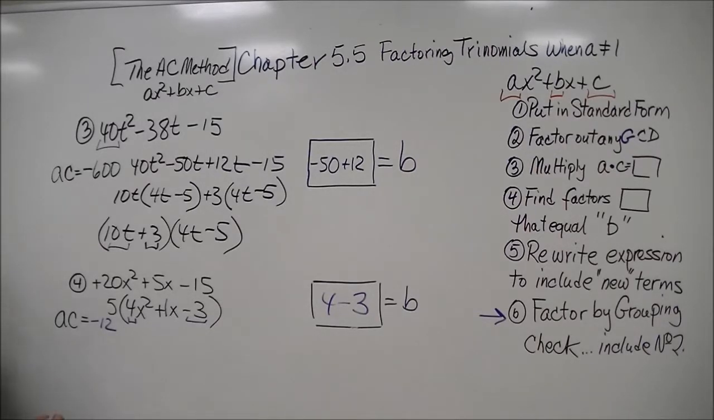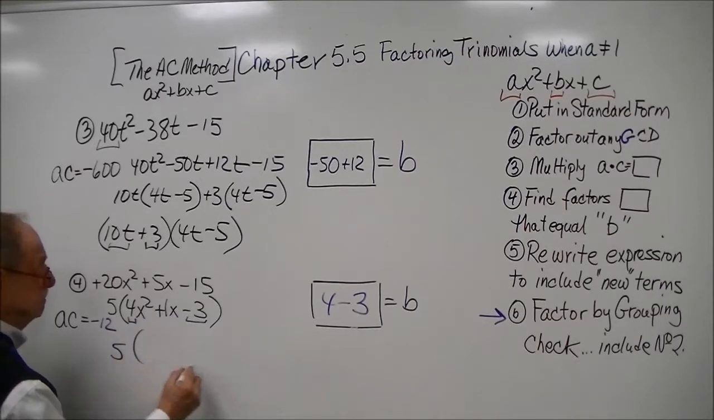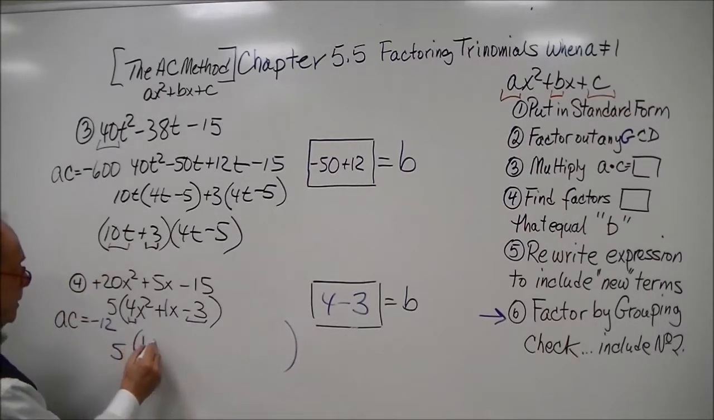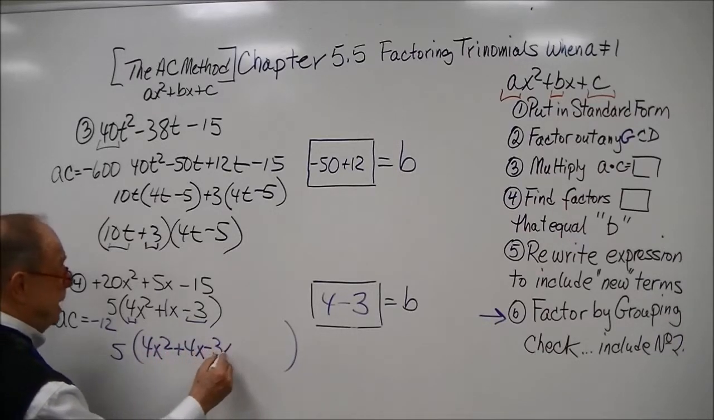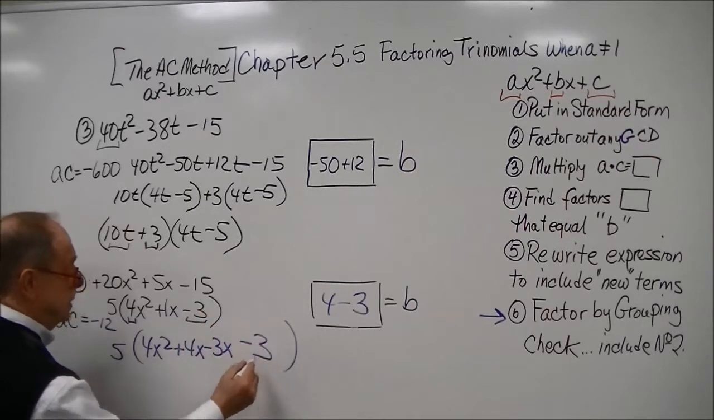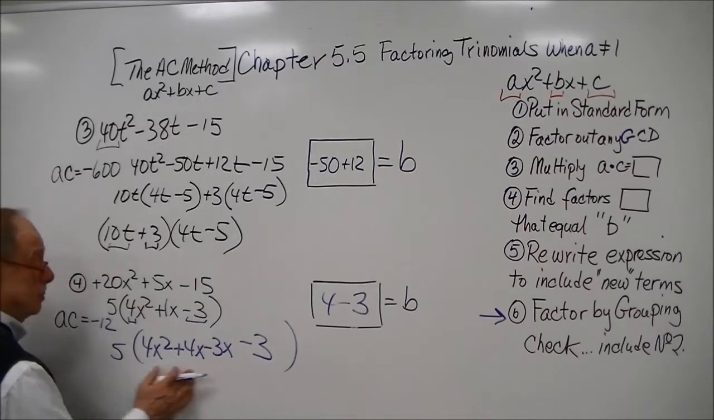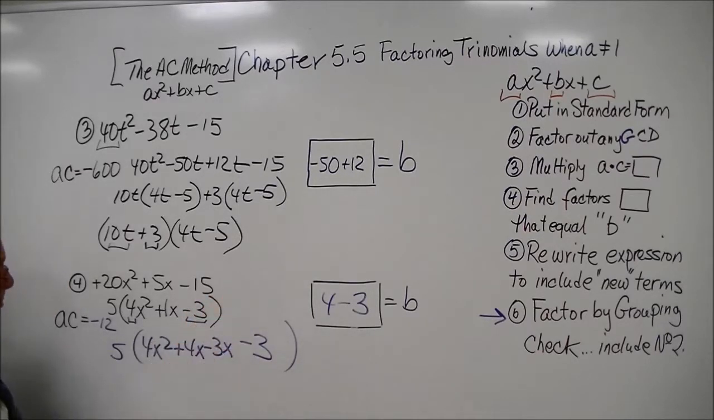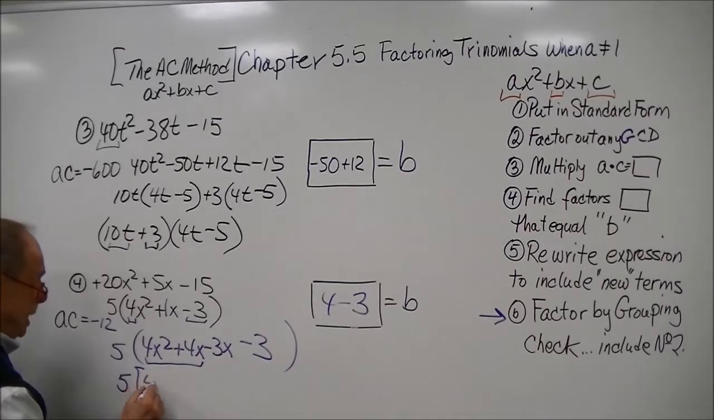Now we rewrite it. Keep in mind we have the 5 there. And we'll put it maybe in a big parenthesis here. 4x squared plus 4x minus 3x minus 3. So we now have a 4-termed polynomial that we're going to factor by grouping. Keep in mind we need the 5 there. And out of these first 2 terms, I can see I can factor a 4x and get x plus 1.